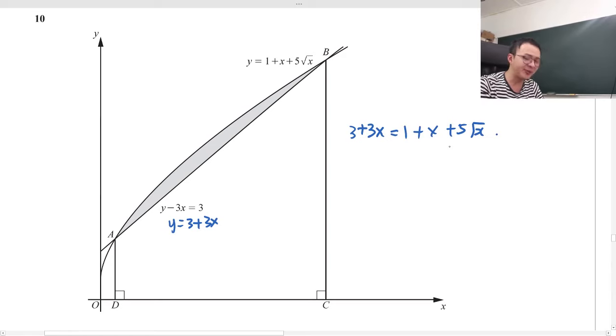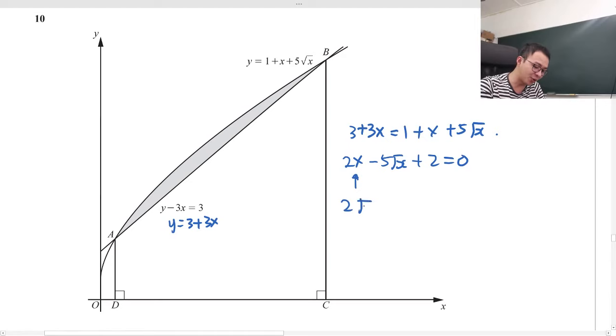I should be able to see this is quadratic. If you can't see, maybe you will substitute u squared, but for me, I guess it should be fine. So this is 2x after moving across, and then I will get minus 5 square root x, and then plus 2 equals 0. I simplify. I know x can become square root x squared, because square root x squared will give me x. So 2 times square root x squared, minus 5 square root x plus 2 equals 0.